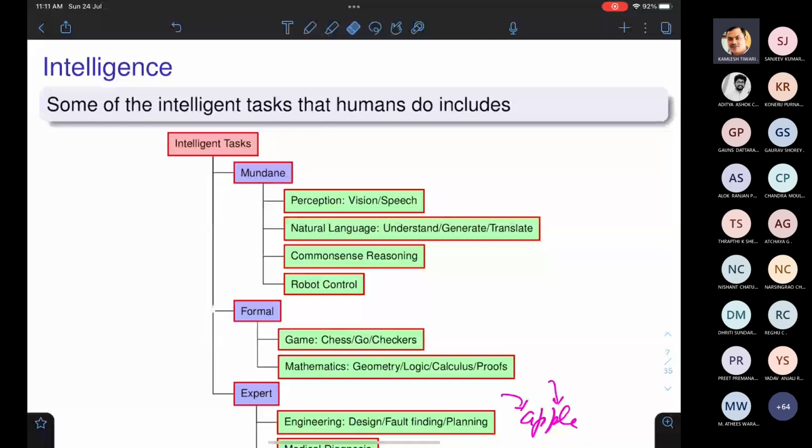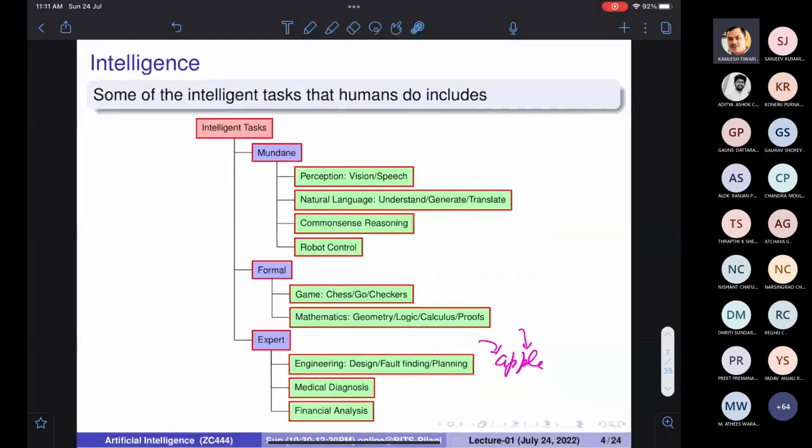Then comes the formal task. This is also an intelligent task. Formal task means that when I subject you to this kind of task, you think that you are actually doing an intelligent task. For example, playing chess, game playing such as cricket, checkers, any kind of game. When you play, you think that you are doing something intelligent because you have defeated the opponent.